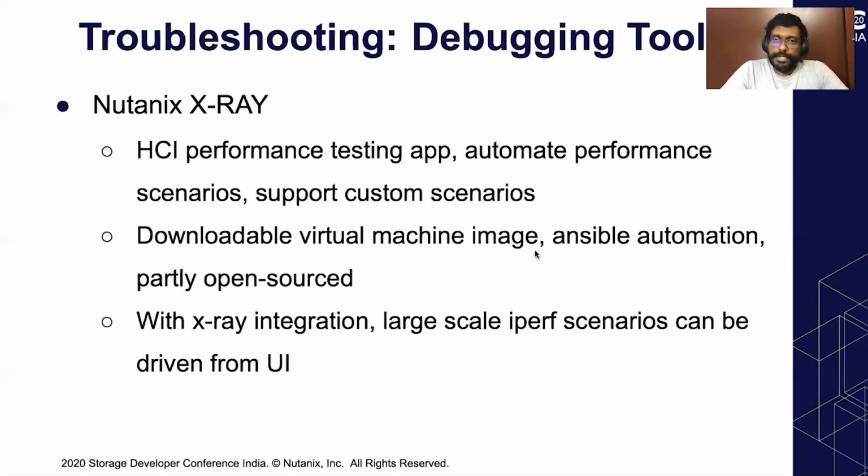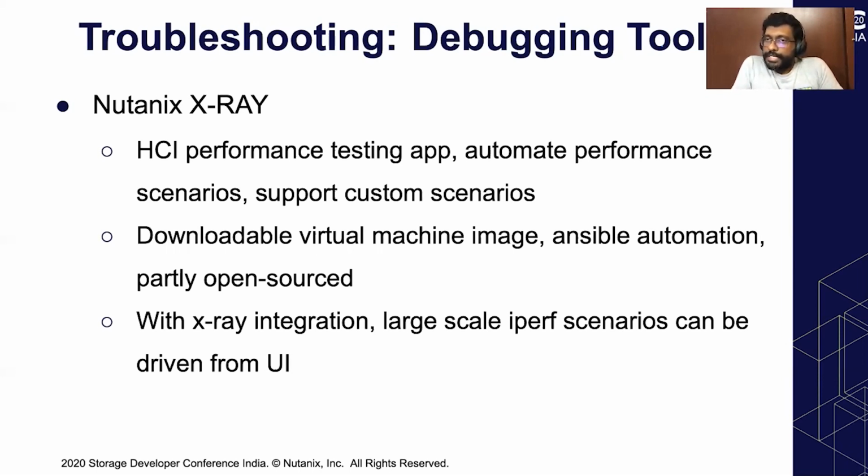Now let's move to the tools we developed to debug the performance issues in objects. So Nutanix has a performance testing app called X-Ray, and we added our network debugging tools to it. X-Ray is shipped as a downloadable virtual machine image along with a bunch of HCI performance and failure scenarios. In the latest X-Ray 3.9, we even added the Poseidon benchmark-based objects performance scenarios.